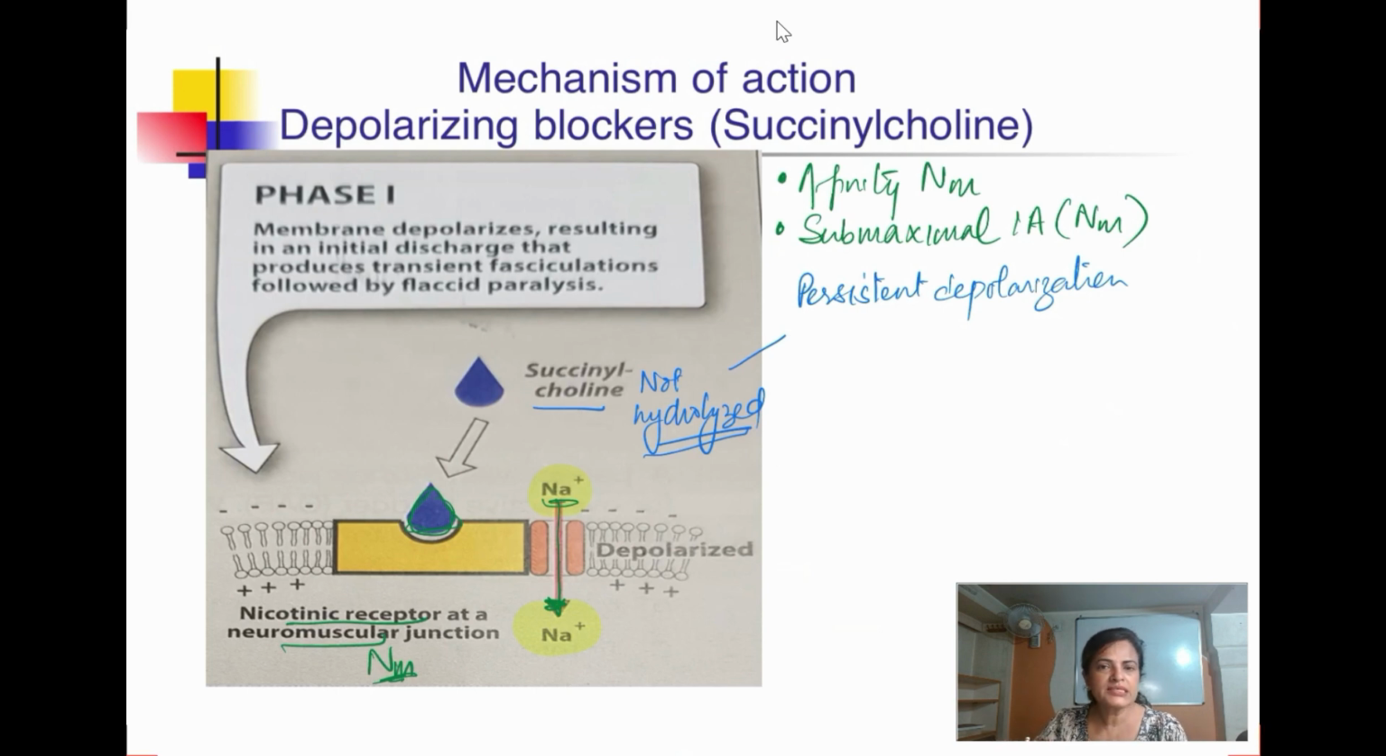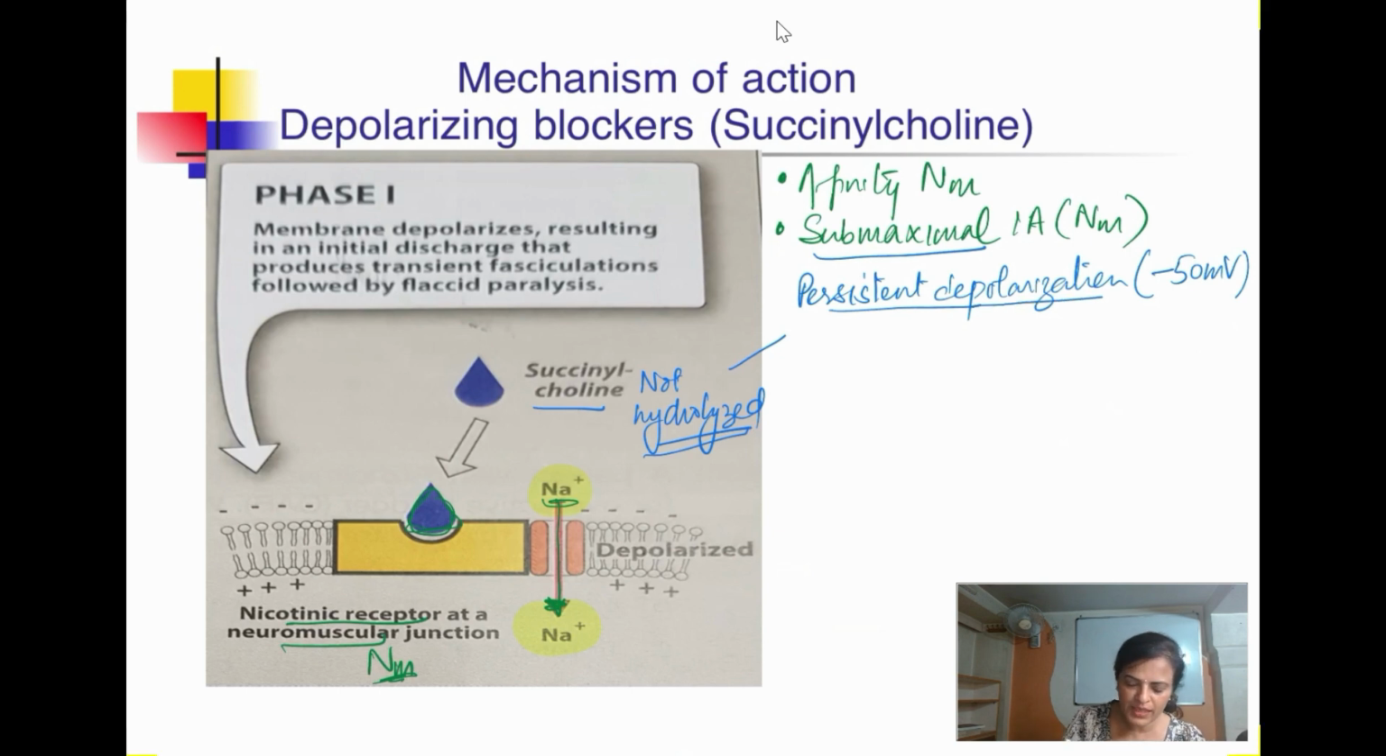Now here, persistent depolarization leads to twitchings and fasciculation of the muscle, but there is no repolarization. The membrane action potential does not return to the repolarized state. Rather, the sodium channel will remain inactive, submaximal, and the membrane potential will be minus 50 millivolt. Persistent depolarization will be there.